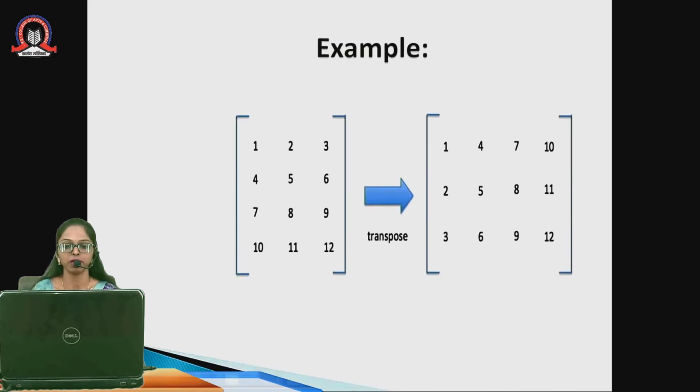For example, first row is 1, 2, 3. When we transpose that matrix, the 1 2 3 row is converted into a column, we get 1 2 3 column-wise.